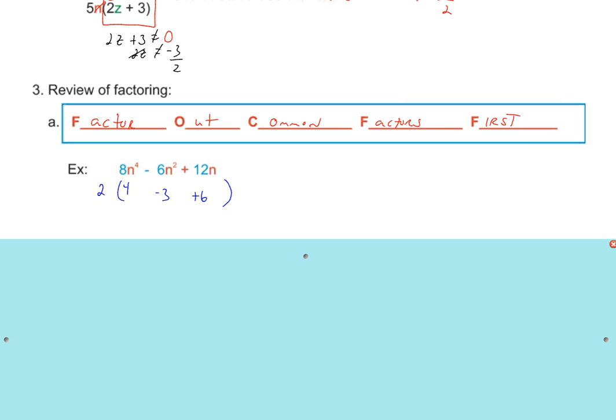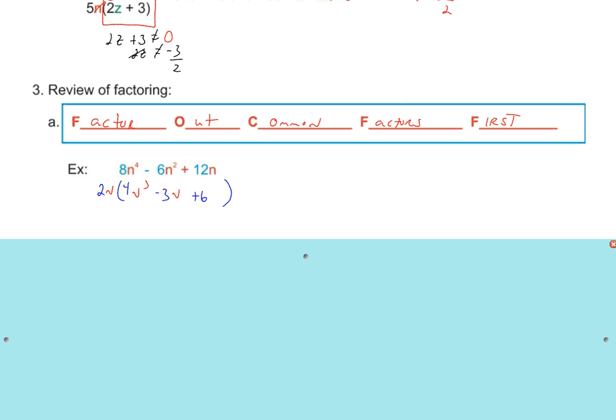Now, when you look at the variables, there's also a common n. So we can get an n out of every term, leaving you an n cubed in the front term, an n in the middle term, and no n's in the back term. So we have 2n times the quantity 4n cubed minus 3n plus 6.